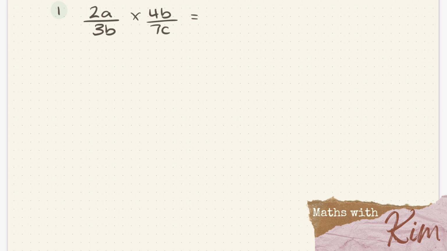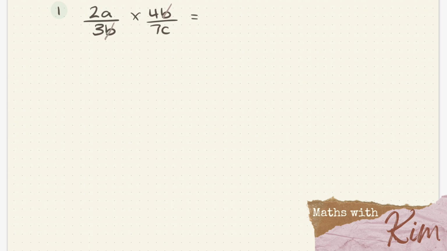So just as we did in the previous question, we looked to see if there's any numbers that are in the same times tables from the top and the bottom. So if we look at our numbers, on the top we've got a b, on the bottom we also have a b. So straight away I can cancel those two out.